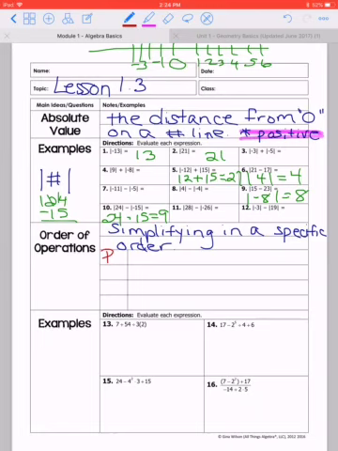So we start with P. That's going to be parentheses. Hopefully I remember how to spell it. It's been a while. There we go. So parentheses, your grouping symbol. So anything inside parentheses or brackets, you would want to start there. Then the next one is E. Hopefully you remember that stands for exponents.